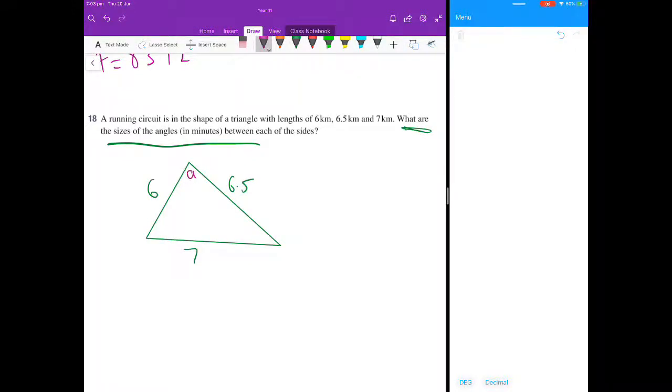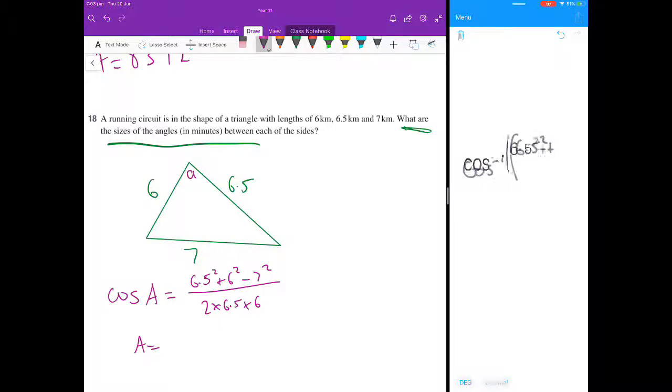Let's start with our angle across from, who should we start with? It doesn't really matter which you start with. Let's start with the A up the top. So use across from your 7, so cos of A is going to be our 6 squared plus our 6.5 squared minus our 7 squared over 2 times 6 times 6.5. So in our calculator we're going to use the inverse of cos, which is pressing that beautiful shift button, and cos before, chuck in all of that stuff on our fraction.